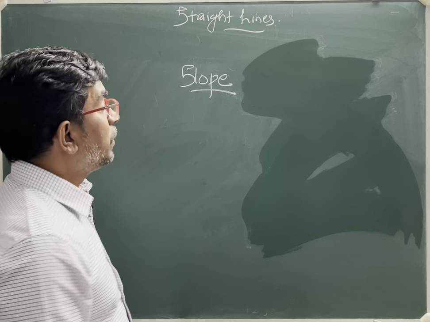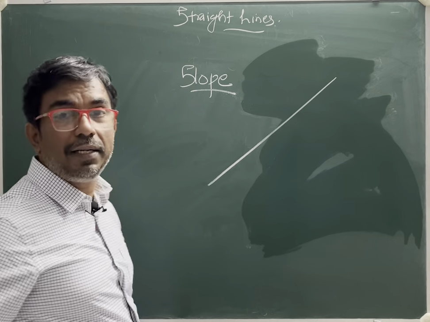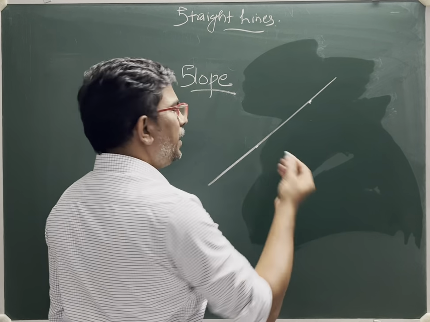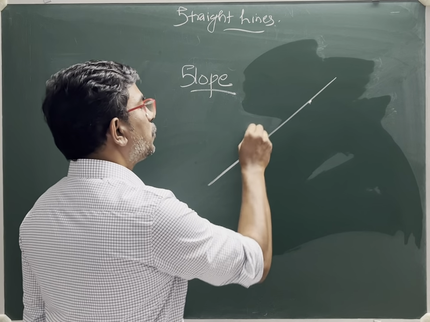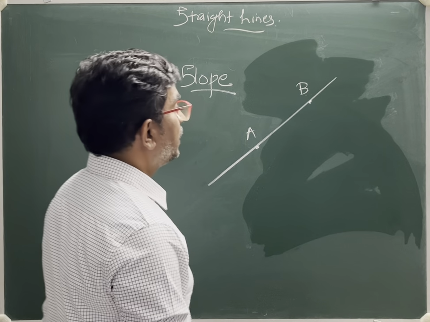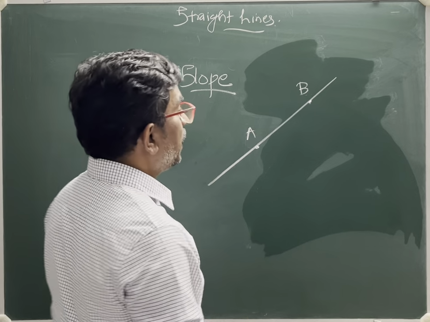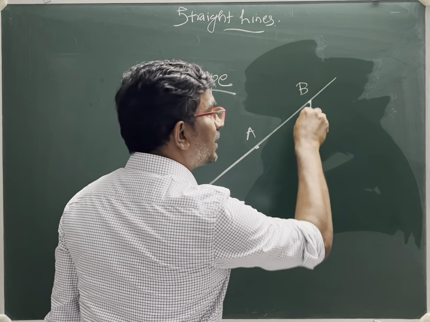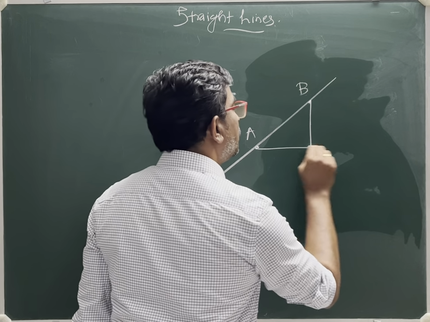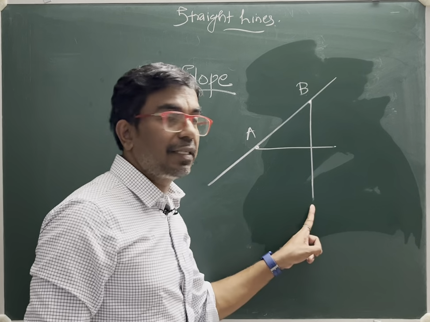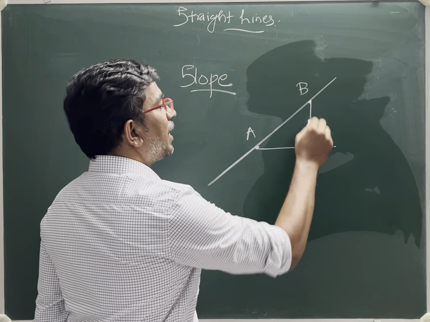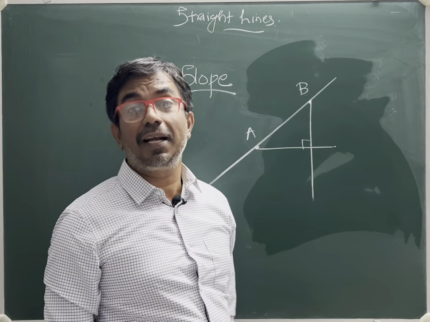How do we measure? Suppose I draw a line here. Mathematicians choose 2 points of this line, any points. There is no specification. You choose a point A and B, wherever you want on the line. Then they consider this as a coordinate plane. They draw a line perpendicular to the x-axis, and from the other point they draw a line parallel to the x-axis. Now what did you get? You got a right angle triangle.